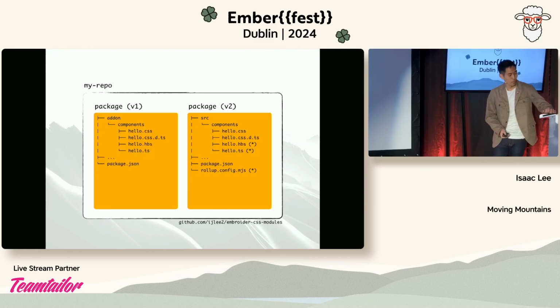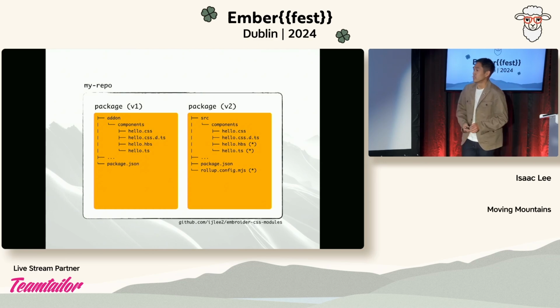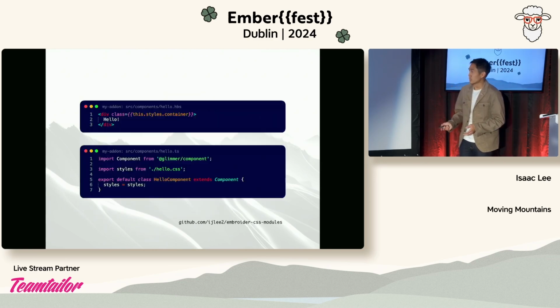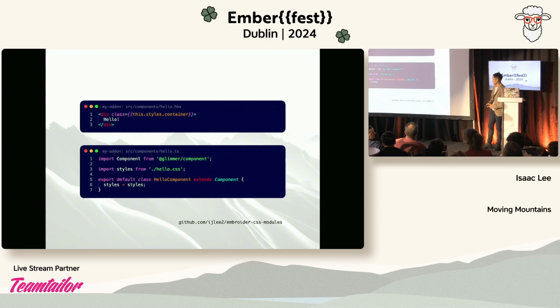Second, add-ons can provide styles. A good practice in V2 add-ons is for components to import styles and for the add-on to process these styles, so that at the end, consumers get vanilla CSS and don't have to do additional processing. It's like compiling TypeScript so that we don't force consumers to use TypeScript as well. Embroider CSS modules and Glimmerscope CSS both take this approach.